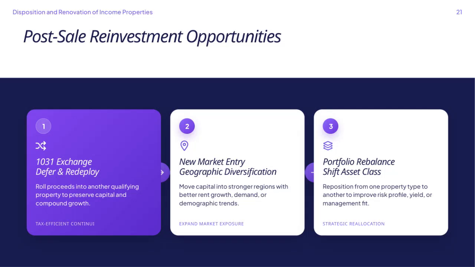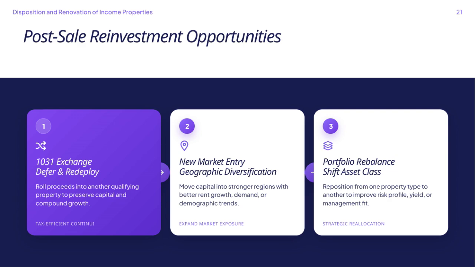Here we have 3 important strategies for reinvesting proceeds after selling a property. First, the 1031 exchange allows you to defer taxes by rolling the proceeds into another qualifying property. This helps preserve your capital and lets your investment continue to grow tax efficiently over time. Next, geographic diversification involves moving your capital into stronger markets. By targeting regions with better rent growth, higher demand, or favorable demographic trends, you can expand your market exposure and potentially increase returns.